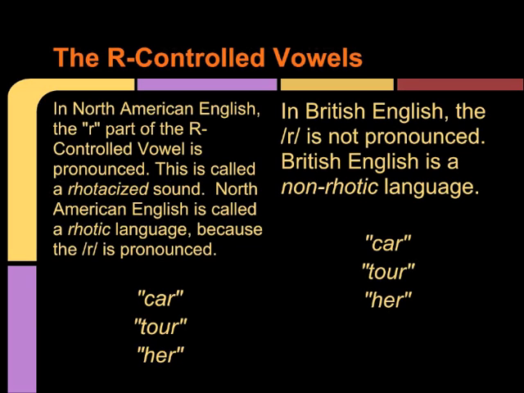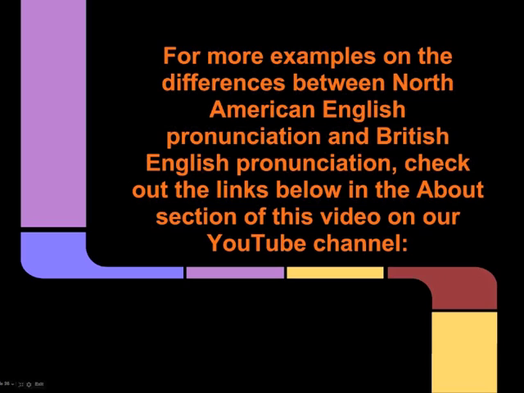In British English, the R is not pronounced. British English is a non-rhotic language. Ka, tour, her. For more examples on the differences between North American English pronunciation and British English pronunciation, check out the links below in the About section of this video on our YouTube channel.